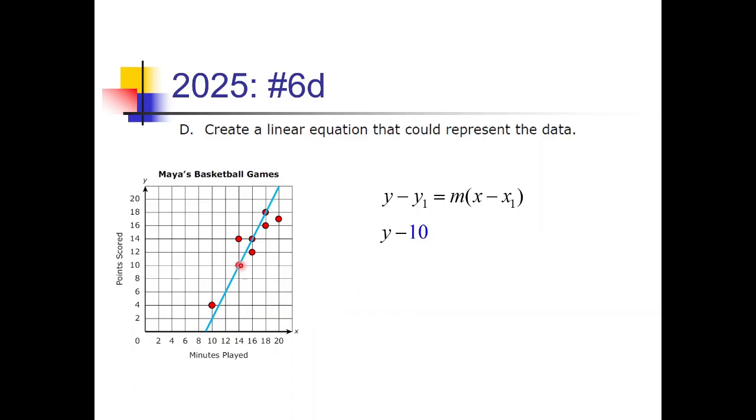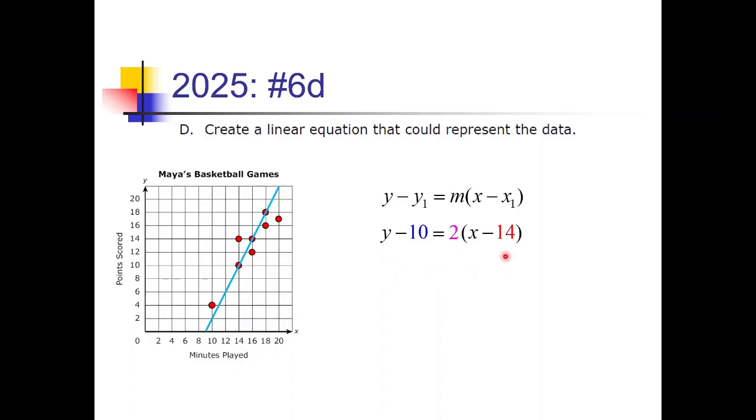For my slope, to get from one point to another on this line, I'm going up 2 and over 1 grid lines. Now we have to be careful because the grid lines are not going by ones. However, the grid lines are going by the same intervals. They're all going by 2s. So if I think of my slope as up 2 and over 1, this is really up 4 and over 2. But it's still a ratio of 2 to 1. So I can write 2 for my slope, and then I'll have x minus this x value here, which was 14. They said create a linear equation. This is a linear equation, so this actually should be good enough.